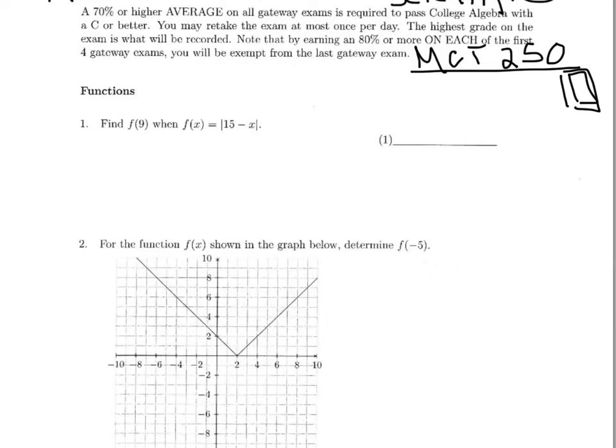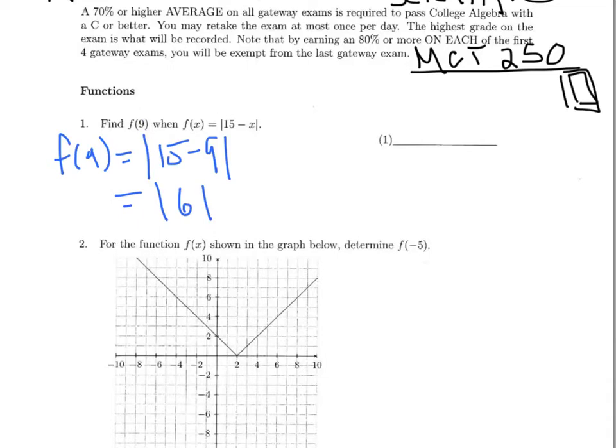So let's take a look at this first question. Find f of 9. So that's saying when x is 9, you substitute the 9 in for that x. So f of 9 is equal to the absolute value of 15 minus 9. 15 minus 9 is 6, so it's the absolute value of 6, which is just 6. So the answer to number 1 is 6.